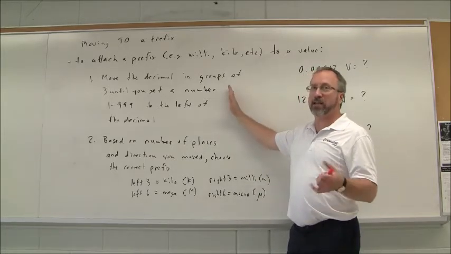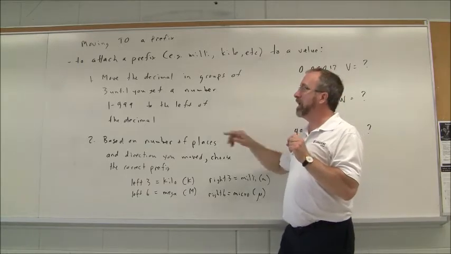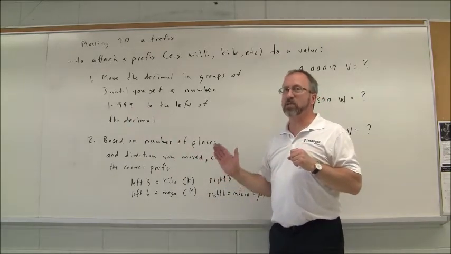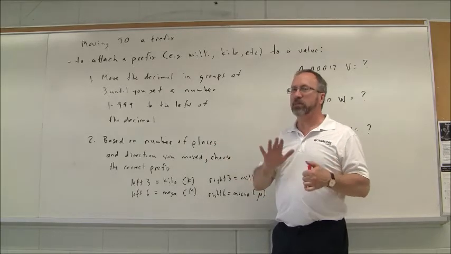First step is we take the number and wherever the decimal is, we move it 3 places. And once moving it, we look to see if the number that we have to the left of the decimal is between 1 and 999 inclusive. It sounds awkward, it'll make more sense when I show you.